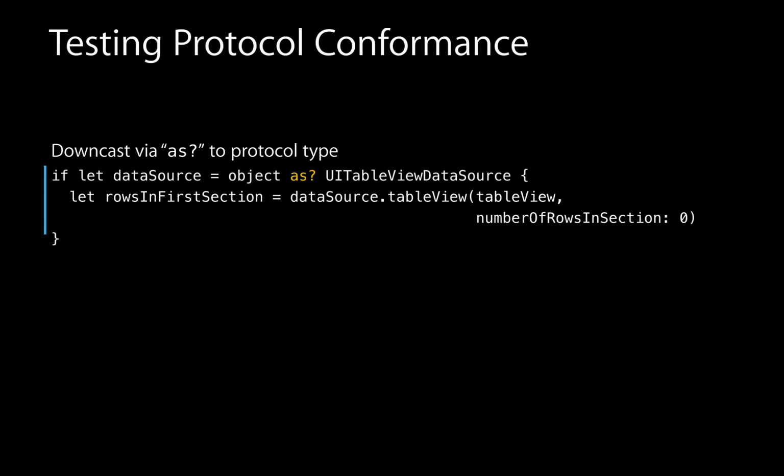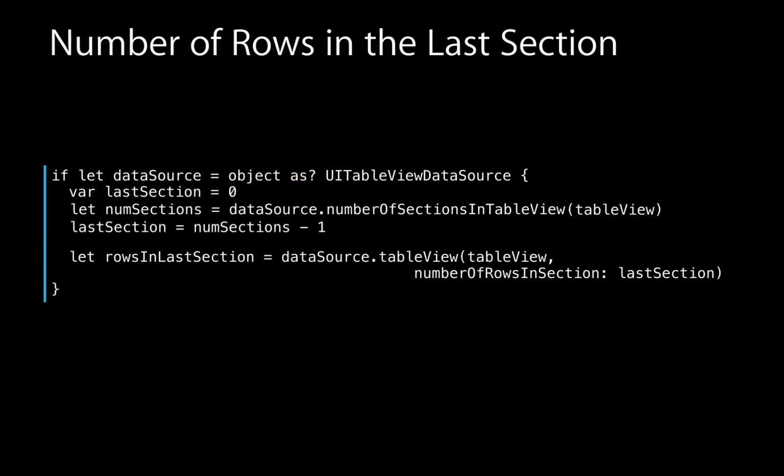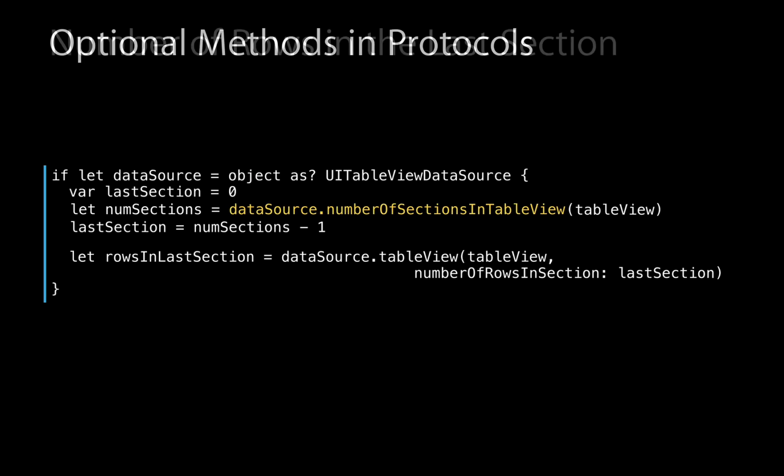Let's make our example a little bit more interesting. Let's compute the number of rows in the last section. So here we need to compute the number of sections that exist in the table view, subtract 1 off of it, and then we can ask for the number of rows in that section. Now there's a problem with this code. And the problem is that number of sections in table view, as you might remember, is an optional method.